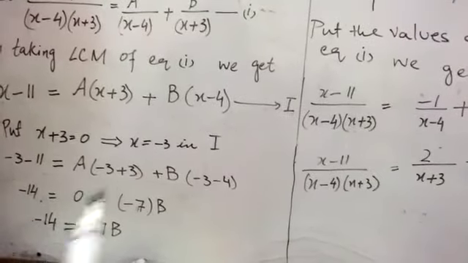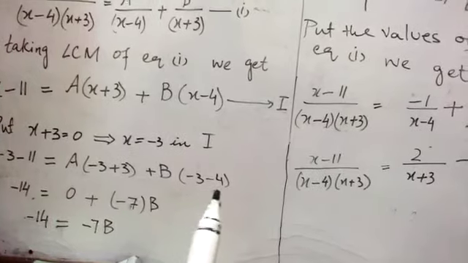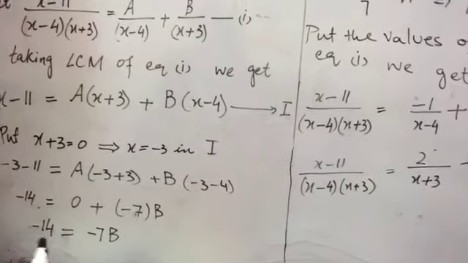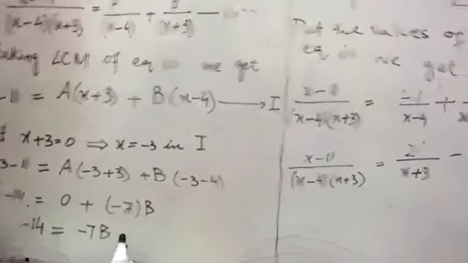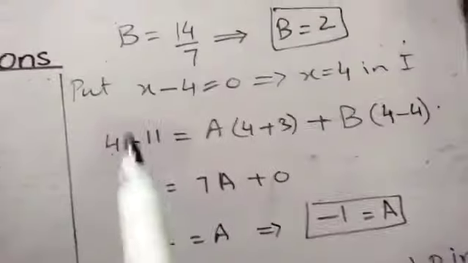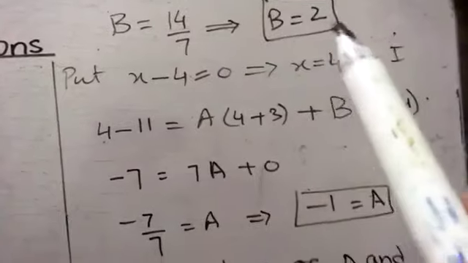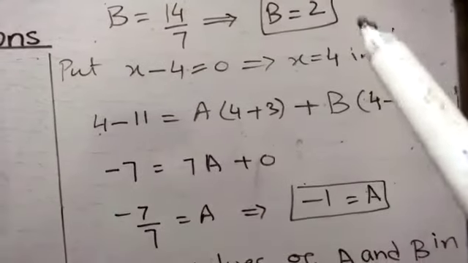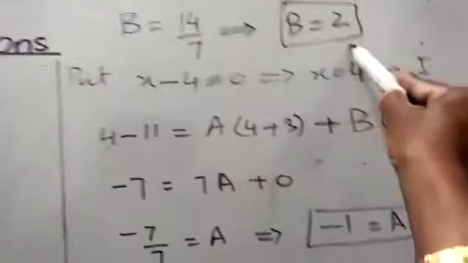So minus 14 equals 0 plus B into minus 7. Minus 14 equals minus 7B. So B equals 14 by 7. This implies B equals 2. This is the value of B.